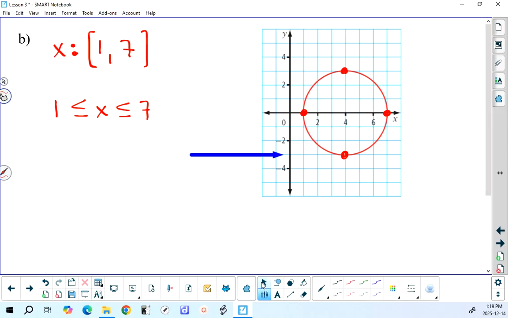So for the range, we can write y is the set of numbers from and including -3 up to and including +3, or we can write -3 is less than or equal to y, which is less than or equal to +3. Let's look at another one now.